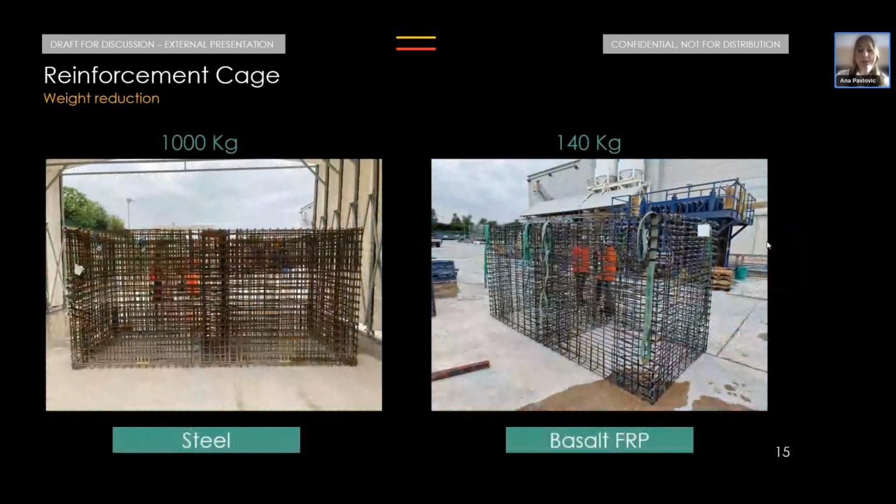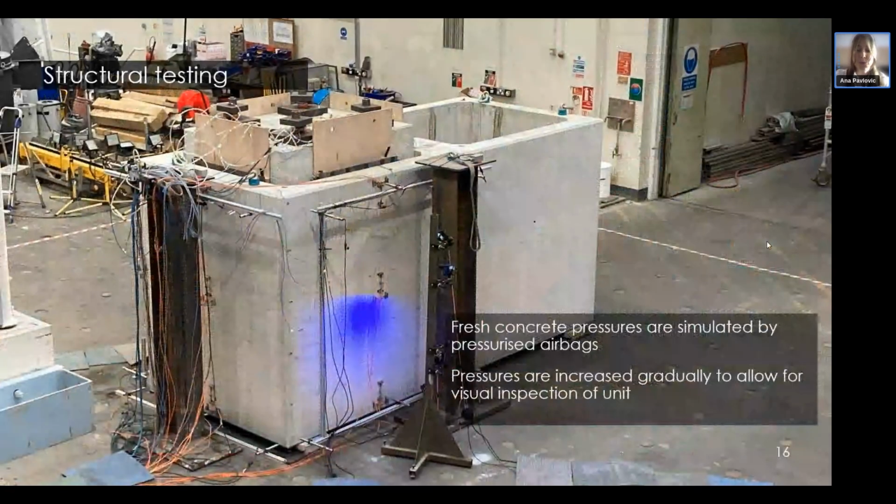Here you can see what the two cages look like. On the left side, we have the standard traditional steel cage, which weighs around 1 ton. And then on the right-hand side, we have our new BFRP cage, which weighs only 140 kilos. It's a significant weight reduction, and that's how we estimated those savings in the transportation. These units were, of course, produced, manufactured, and then taken to the BRE laboratories for structural testing, measuring deflections, deformations, cracking, and monitoring the load on them to verify their structural performance.